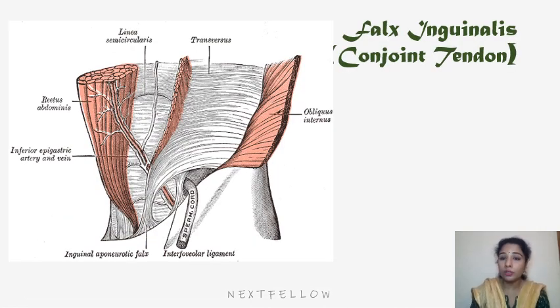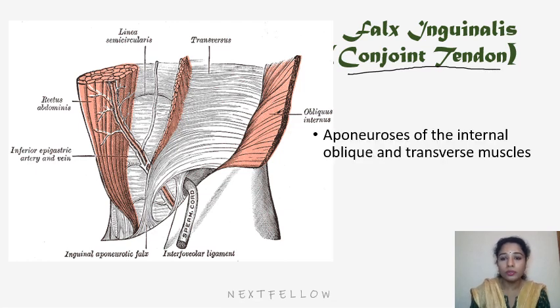So next, moving on to the conjoint tendon. What is this conjoint tendon? The conjoint tendon is formed by the aponeurosis of the internal oblique and transversus muscle. Here you can see this is the transversus abdominis muscle, and superficial to the transversus abdominis muscle is the internal oblique muscle. Both these muscles conjointly form the conjoint tendon. And medially we can see the insertion of the rectus abdominis muscle as well.